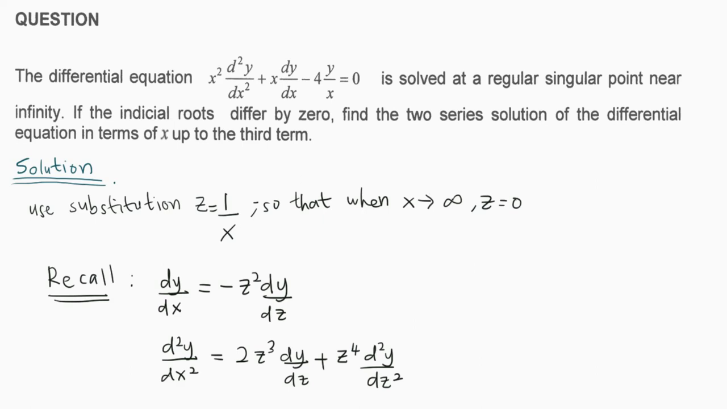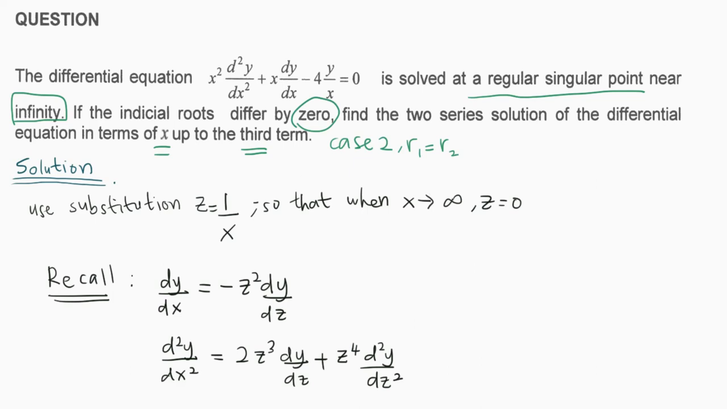X squared d squared y dx squared plus x dy dx minus 4y over x equals 0. When x approaches infinity, since it's given that x is near infinity, it is a regular singular point whose indicial roots differ by 0, which means here it is case 2. That is r1 equals r2, and we need to find the two series solutions of this DE in terms of x up to the third term. That means a0, a1 and a2.